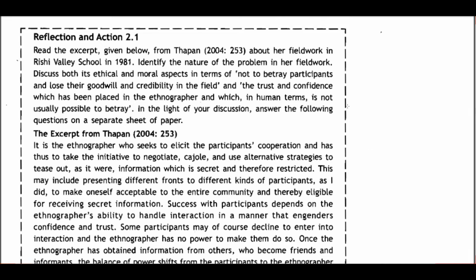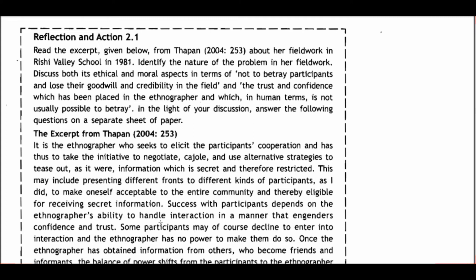The excerpt from Srinivas. It is the ethnographer who seeks to elicit the participants' cooperation and has thus to take the initiative to negotiate, cajole, and use alternative strategies to tease out, as it were, information which is secret and therefore restricted. This may include presenting different personas to different kinds of participants, as I did, to make oneself acceptable to the entire community and thereby eligible for receiving secret information. Success with participants depends on the ethnographer's ability to handle interactions in a manner that engenders confidence and trust. Such participants may, of course, decline to enter into interactions, and the ethnographer has no power to make them do so.